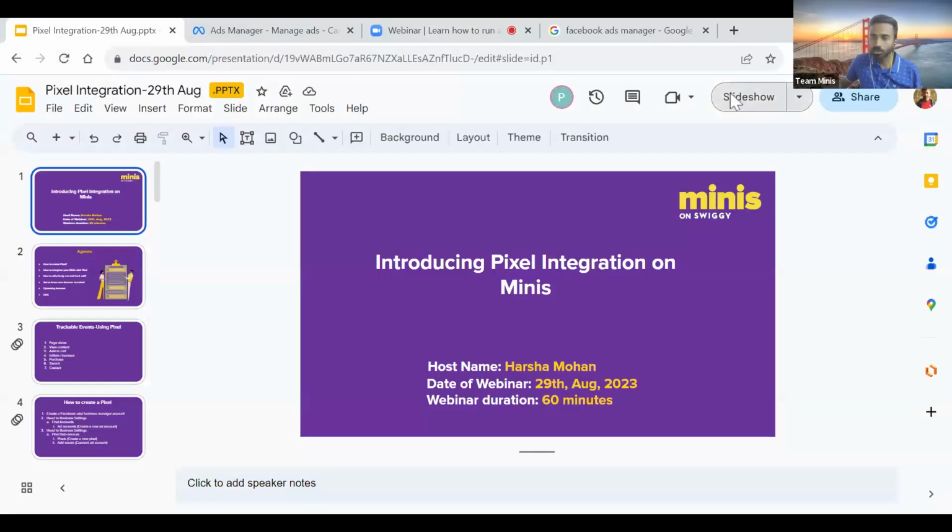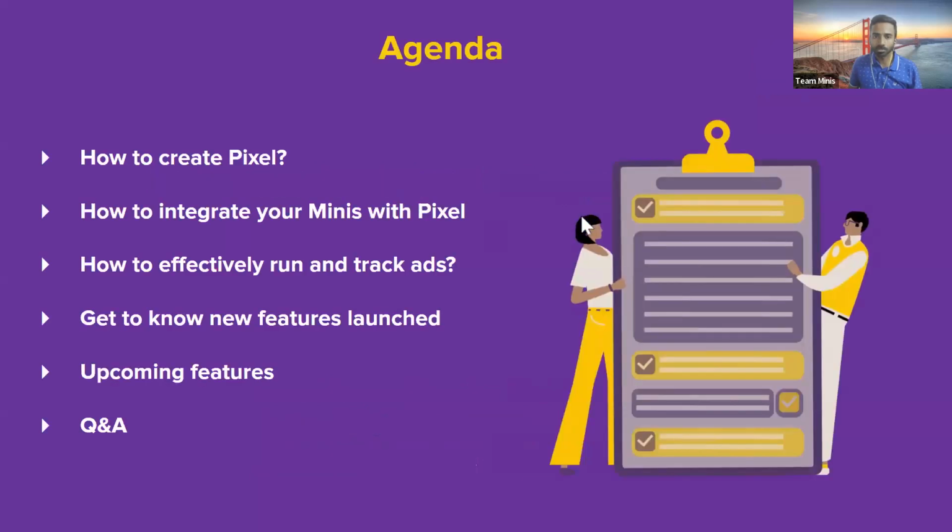So the agenda for this meeting is simple. We'll try to understand what Pixel really is. How can you create a pixel using the Facebook dashboard? Then how do you integrate that pixel with your mini store? And once you're done integrating, what are the basics to run an effective ad on Facebook? And how is this Facebook dashboard ad different from an Instagram boost ad? And then we have launched a couple of features in the recent past which are not pixel related. We'll just take you through them as well quickly towards the end.